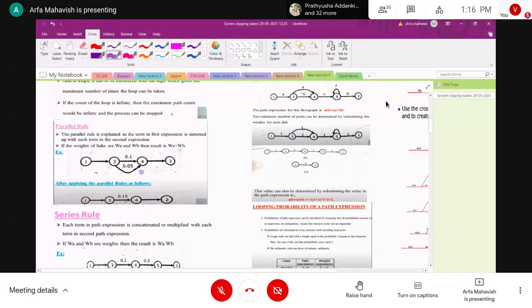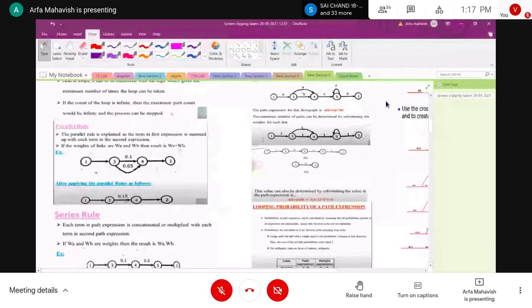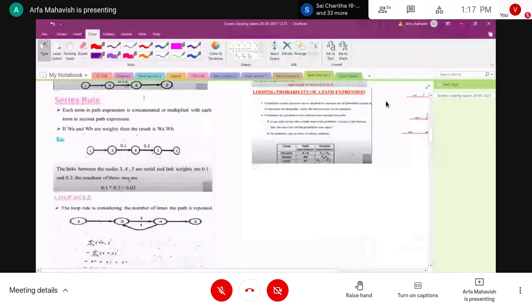And this is the second rule, the serial rule. So whenever you're doing the serial rule, then you have to go with the multiplication, and you have to combine each path with the next, and you will get one path. One second, guys. So this is the thing of your serial rule. This is the example of your serial rule.